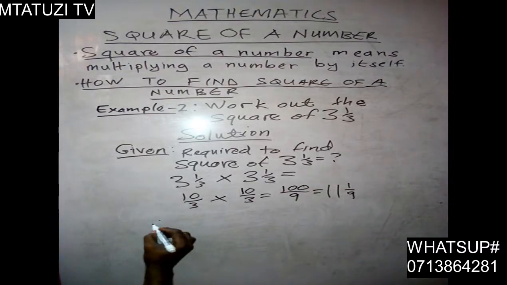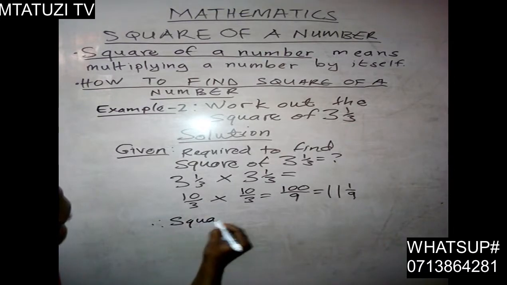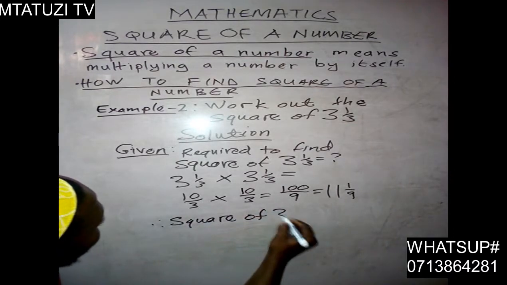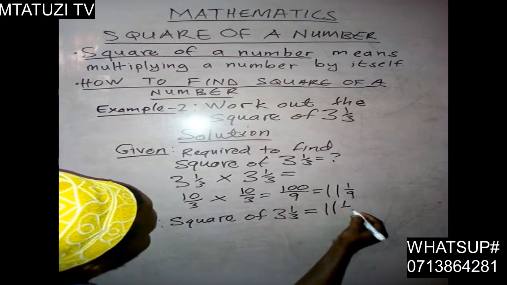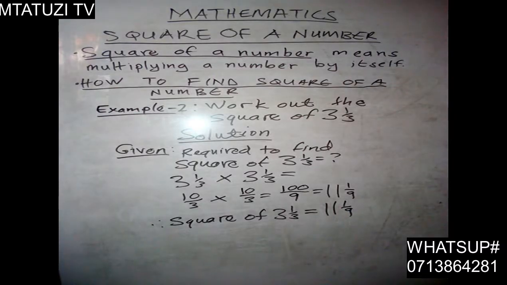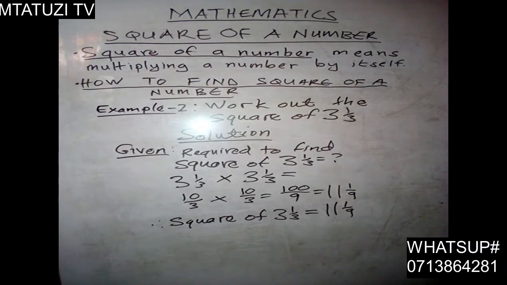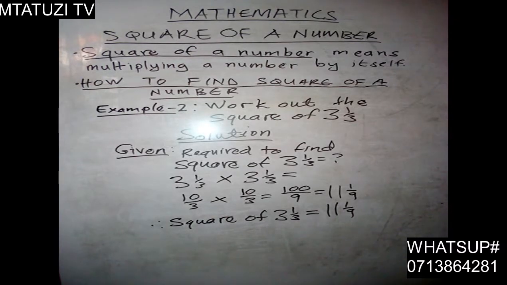Therefore the square of 3 1/3 is equal to 11 1/9. So that is the square of that number. We asked you to work out the square of 3 1/3, and the square of 3 1/3 is 11 1/9. I think there you have understood how to solve these examples.